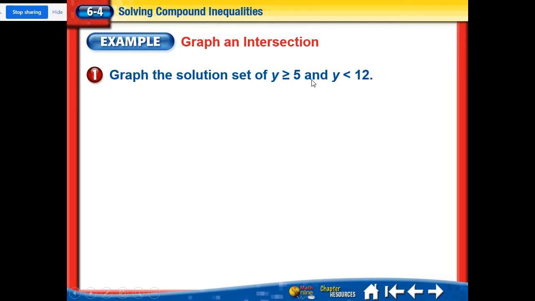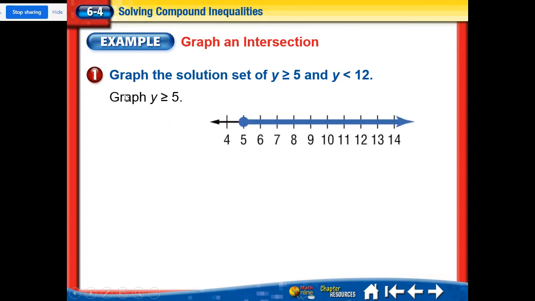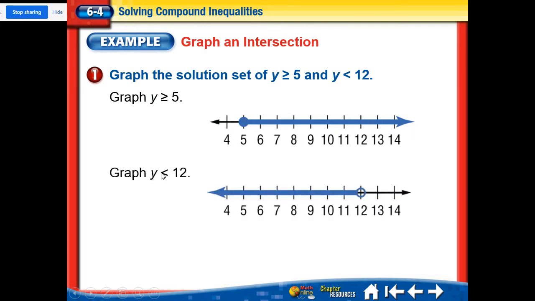So our answer is actually going to be a number line that we're going to have at the bottom here. But we're going to graph both of these first. And I'll show you how we do this in just a moment here. So I have the graph y is greater than or equal to 5, so that's a closed circle on 5 and going to the right. Now, we have also y is less than 12. That's an open circle on 12 going to the left. So here's our two different graphs.